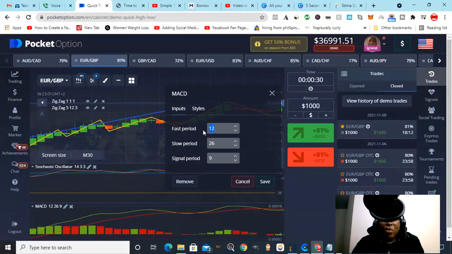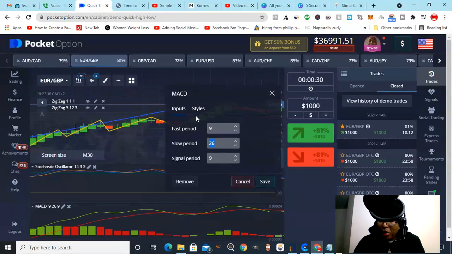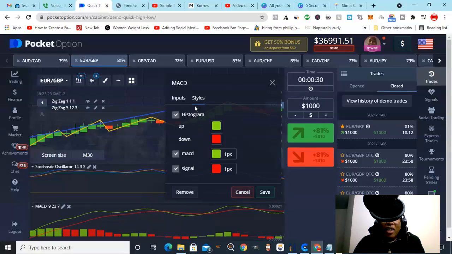But let's try to tweak this. For the fast period, we put it to 9. The slow period, we put it as 23. And the signal period, we put it as 7. And the style is the same. We can just thicken the lines, put 2 pixels. Up is green, down is red. MACD is green, and the signal is red, and I am going to put that as 2 pixels so I can see the lines. It thickens the lines. Getting old, guys, so just making sure I can see them.